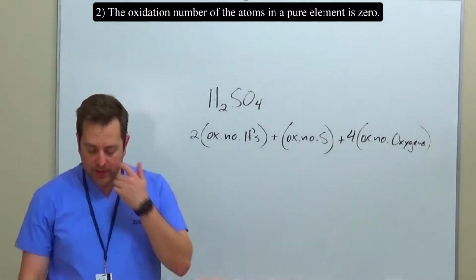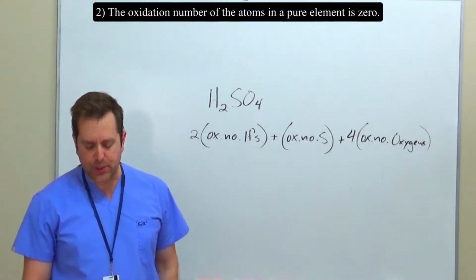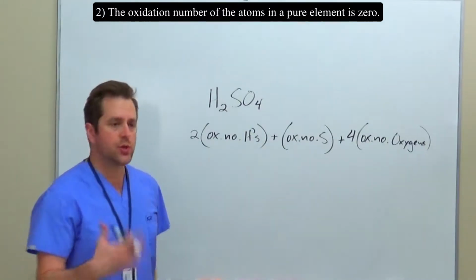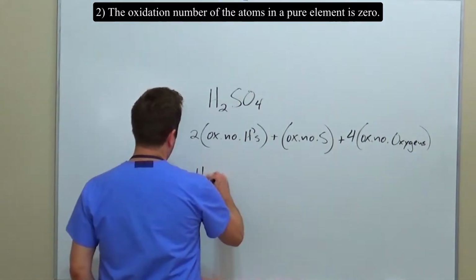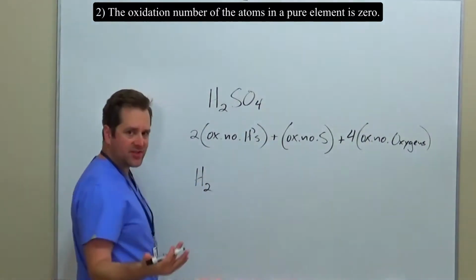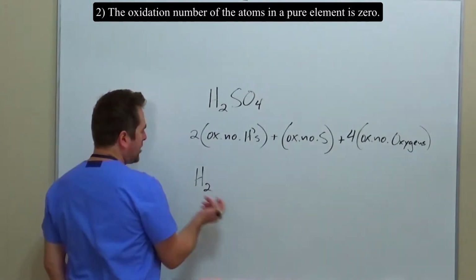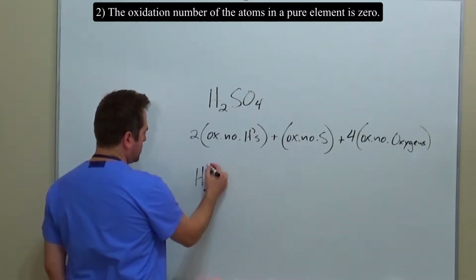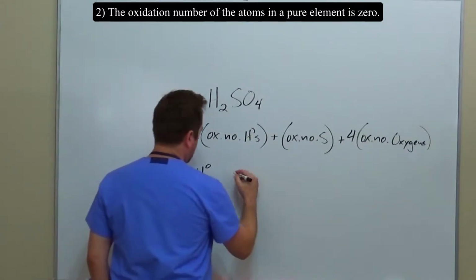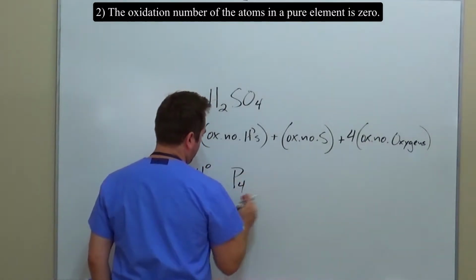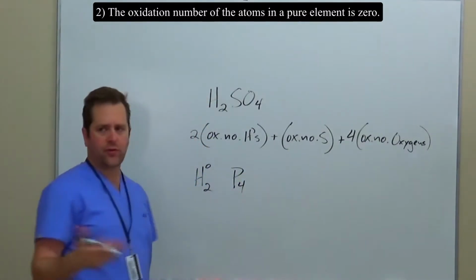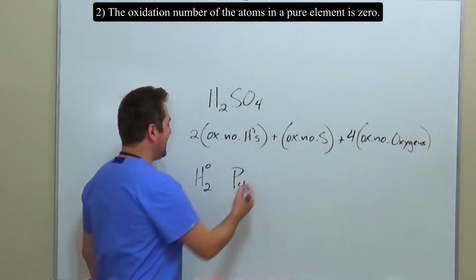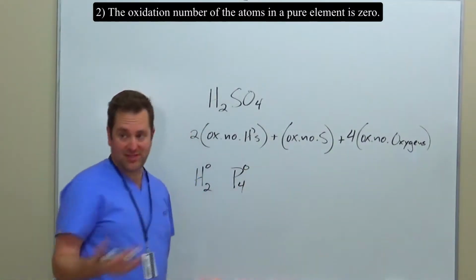Number two, the oxidation number of the atoms in a pure element is 0. So what does that mean? Well, just think about your diatomic gases or your diatomic molecules. Hydrogen, what's its oxidation number? Since there are 2 of them, it's just 0. Here's a slightly more complex molecule, a tetraphosphorus molecule. Again, its oxidation number would be 0.